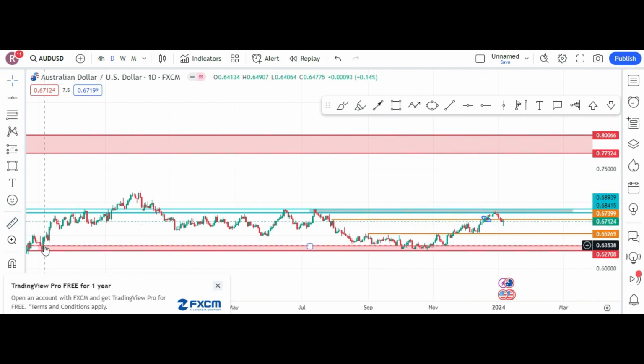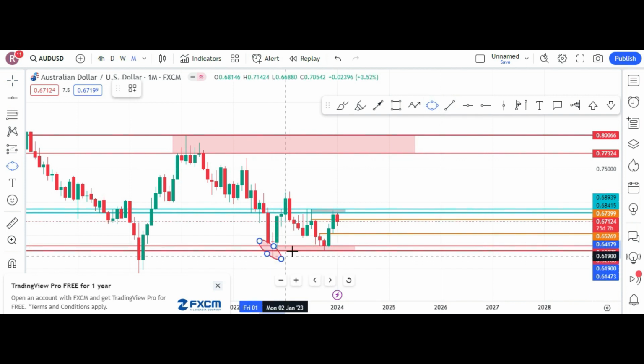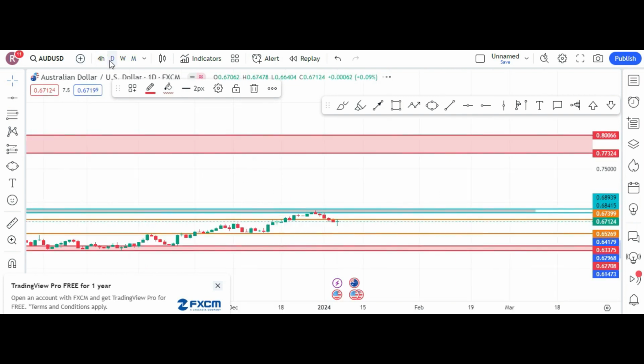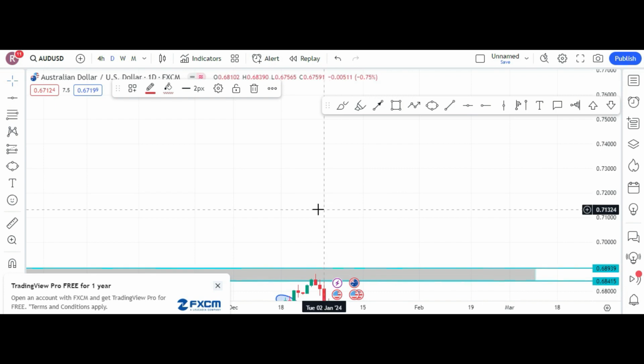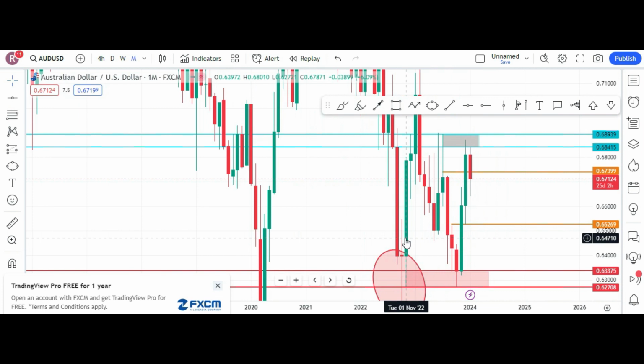Okay, this was the area. Let me give you a proper way to understand what pushed the price here. If we go to daily now, this was the area we are talking about, and this is the place from where it has been pushed. Okay guys, so let's get back to monthly again.